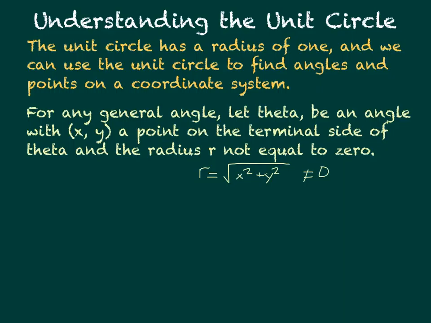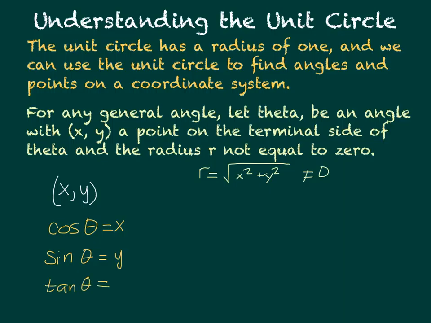So this is going back to when we were studying conic sections and circles. It's a similar idea. Okay, so if we were given an xy point on a coordinate system and we wanted to apply that to the unit circle, then what we would say is cosine of theta is equal to x, sine of theta is equal to y, and tangent of theta is equal to sine over cosine, so that would be y over x.